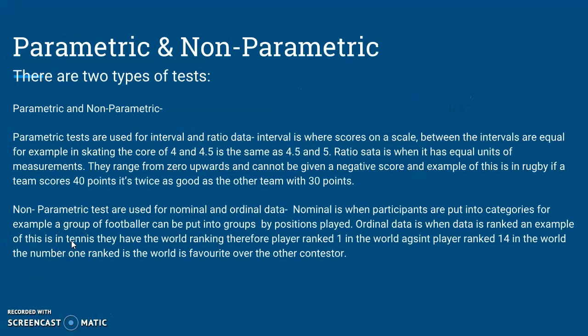Non-parametric tests are used for nominal and ordinal data. Nominal is when participants are put into categories. For example, a group of footballers can be put into groups by positions played. Ordinal data is when the data is ranked. An example of this is in tennis, they have the world ranking system. Therefore, a player ranked first in the world is playing against a player ranked 14th in the world. The number 1 ranked is the favourite over the other contestant if they played.